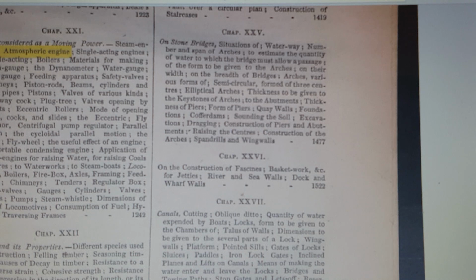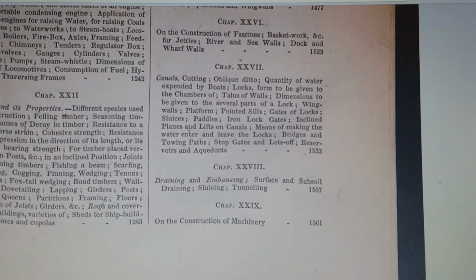Steam engine, steam considered as a moving power. Steam engine, atmospheric engine, single acting engines, double acting boilers, materials for making, piston gauge, the dynamometer, the water gauge, glass gauge, feed apparatus, safety valves. Goes on. Timber and its properties, I knew quite a lot as well.